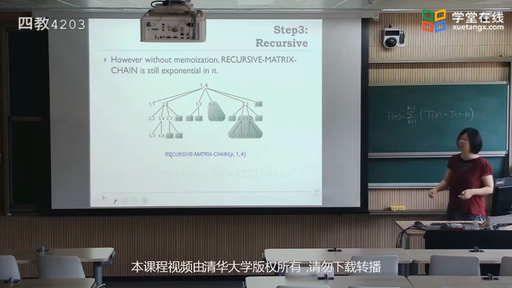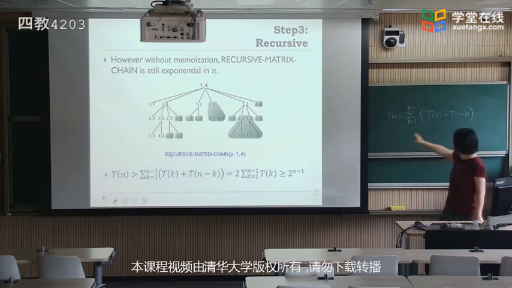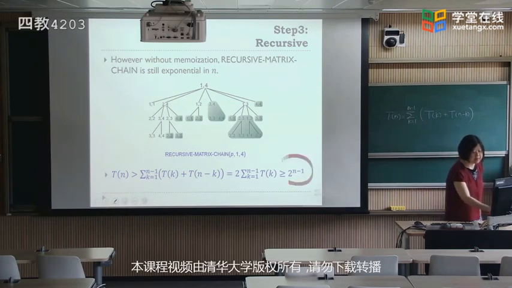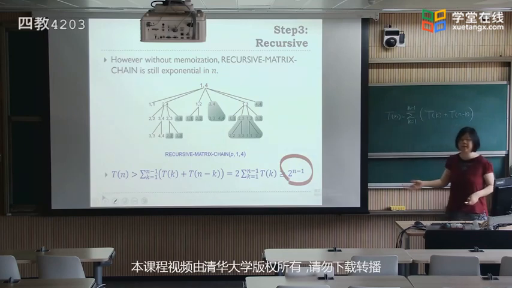It turns out the running time of this algorithm is still exponential in n. Okay? Because if you solve this recurrence, you end up with a complexity of 2 to the power of n minus 1. It's still exponential. Well, it is better than the brute force, remember. The brute force method has complexity 4 to the power of n. So it is better than the brute force algorithm, but it's still too expensive.